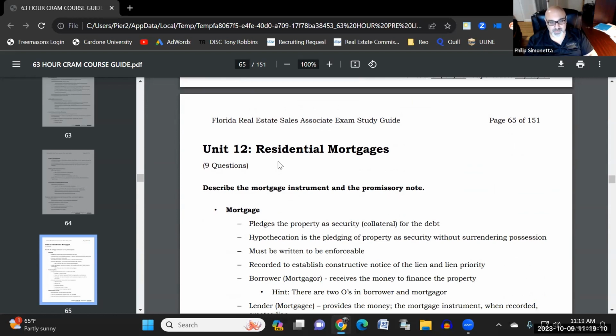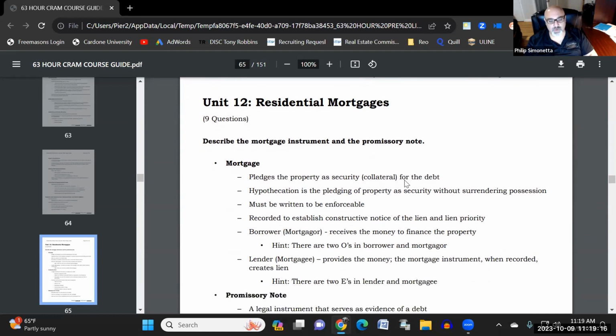9% of the exam will be on residential mortgages. This is Unit 12. Okay, so what we need to know about this for testing purposes, you need to be able to describe the mortgage instrument and the promissory note. So there's 2 documents, mortgage and promissory note, right?